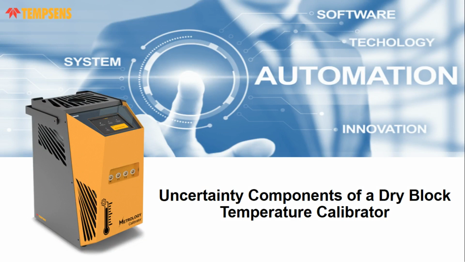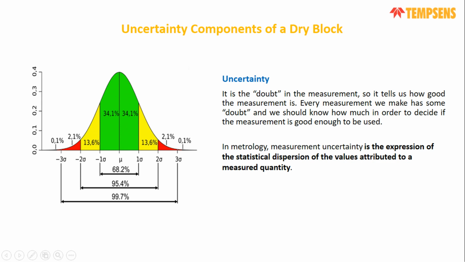So let us discuss the uncertainty components of a dry block temperature calibrator. As you know, uncertainty is a very major component, and in any lab or for any temperature sensor, you need to calculate the uncertainty. Now, what is uncertainty? If you go by the definition, it is the expression of statistical dispersion of the values attributed to a measured quantity. So in general terms, it is nothing but the doubt in the measurement system. If we take any measurement, we have a doubt in it, and the depth of the doubt defines how much we believe in our measurement, whether it is good or bad. That is nothing but uncertainty.